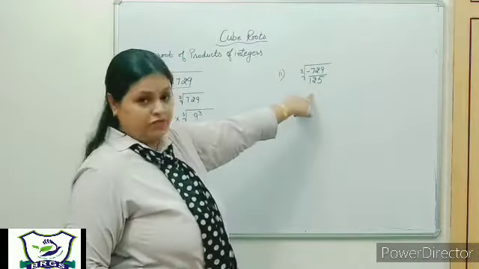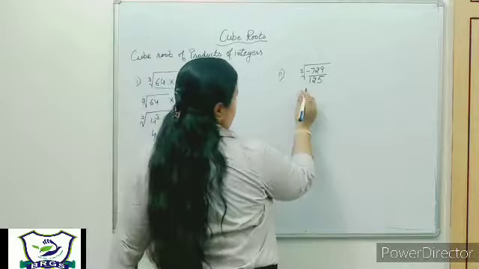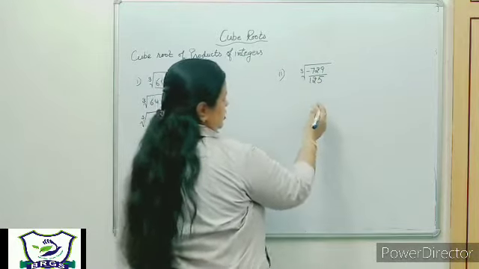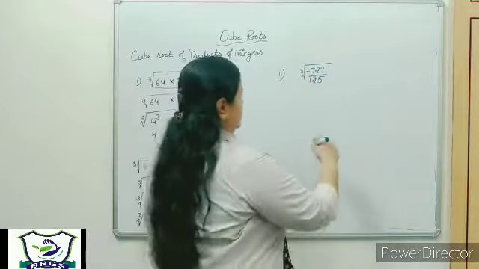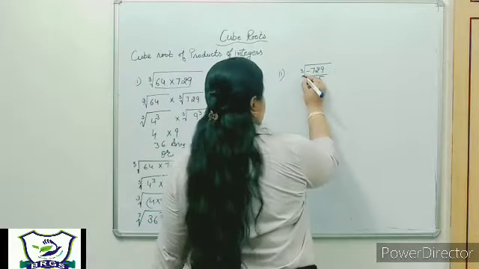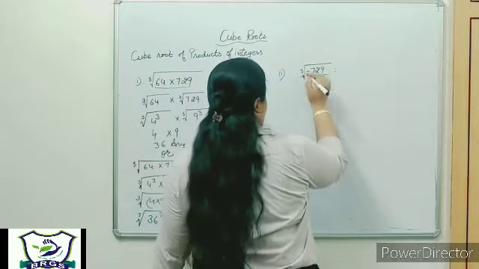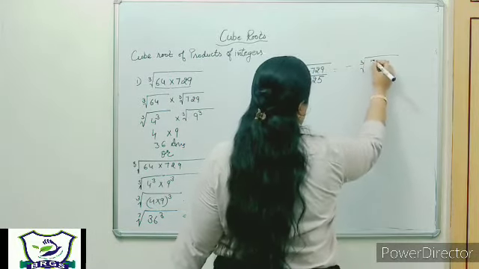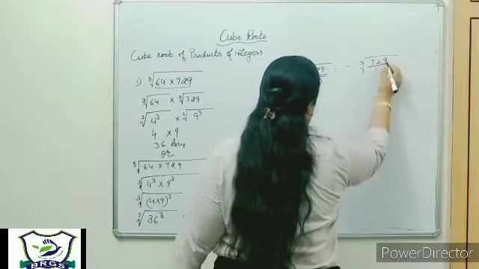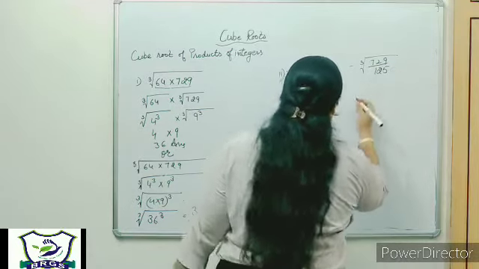Now here it is in division. Let's see how to do it. Again here it is a negative integer. So what we will do? We will take this negative sign outside the radical sign. This sign is called radical sign. Minus cube root of 729 and 125.